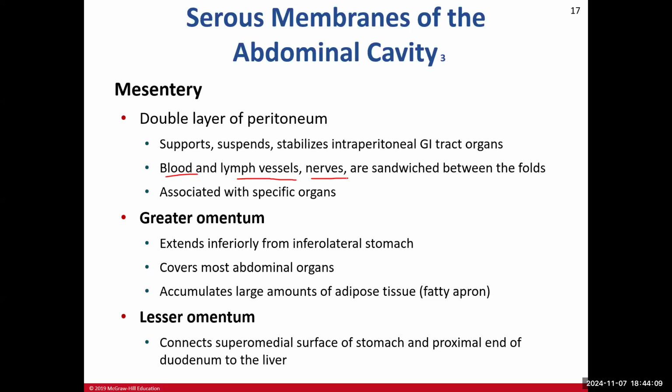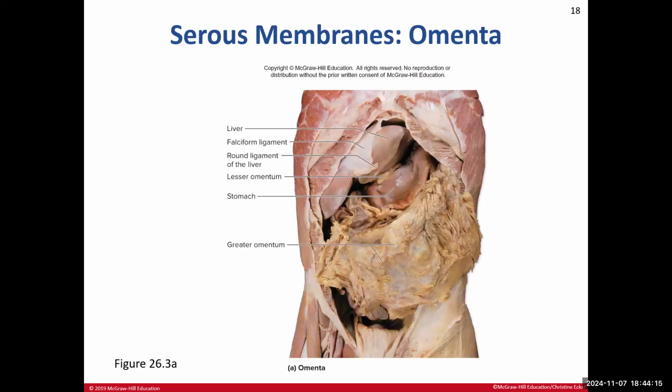And so one specific one is called the greater omentum. And so I'll show you a picture. I think I have it here. There it is. Here's the greater omentum. Look at that big thing. It's this big fatty apron that hangs down, right? And it hangs down, it connects partly to the greater curvature of the stomach, right? Parts of the intestines over here.